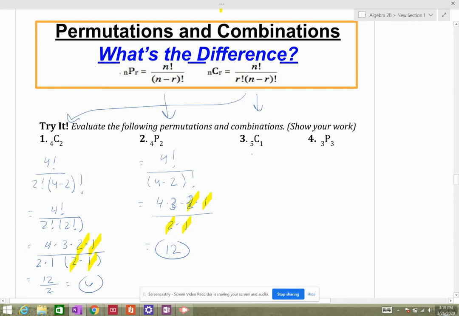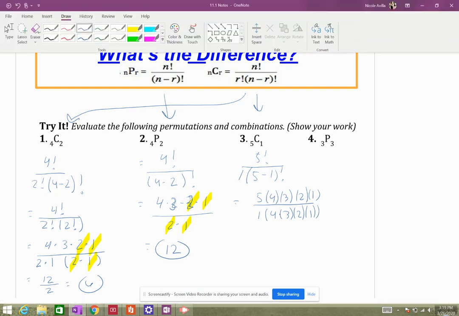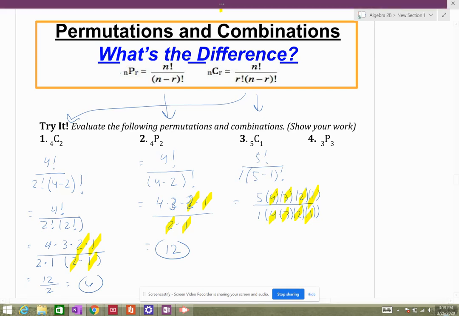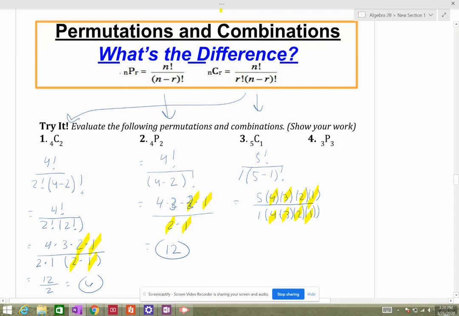Use my combination formula. So I'm going to have 5 factorial over 1 factorial, which is just 1, and then that's going to be 5 minus 1 factorial. So I'm going to get 5 times 4 times 3 times 2 times 1 over 1 times 5 minus 1 is 4 factorial, so that's 4 times 3 times 2 times 1. Again, I'm going to cross out the parts that match. So I have a 1, a 1, a 2, a 2, a 3, 3, 4, 4. Everything crosses out and simplifies except the 5 and the 1. So my answer in this case is just 5 over 1, which is just 5.